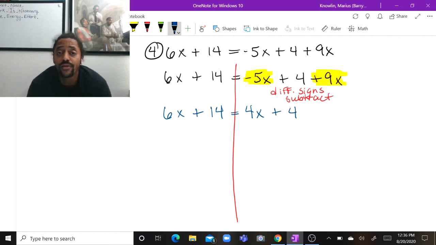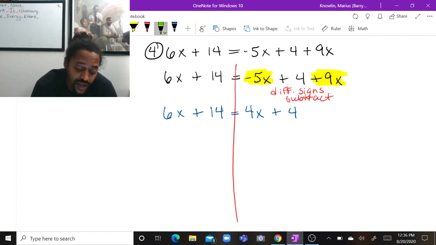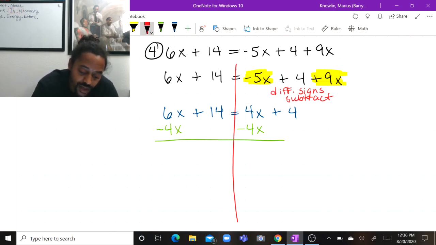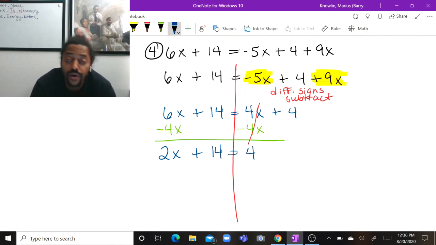Now we can go ahead and group our like terms together on one side with each other. We're going to move that 4x to the other side by making it negative. When we do that, those 4x's cancel out. 6x minus 4x is 2x. And we bring down the +14, and we bring down the +4. Now we can get the 4 and 14 on the same side by subtracting the 14 from both sides, or we could say adding -14 to both sides.